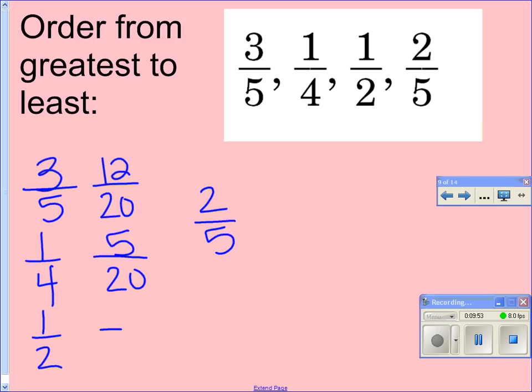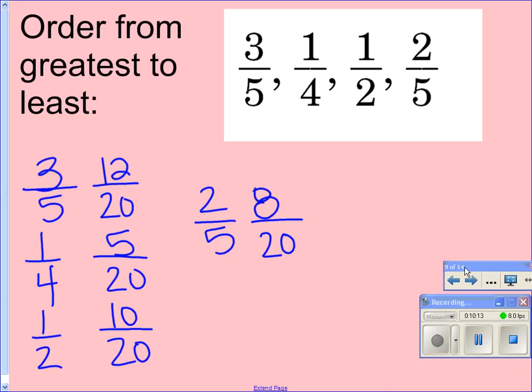To get from 2 to 20, we multiply by 10. 10 times 1 is 10. To get from 5 to 20, we multiply by 4. 4 times 2 is 8. Okay, so we see what the equivalent fractions are, but remember when you put them in order, they need to be in the original form.